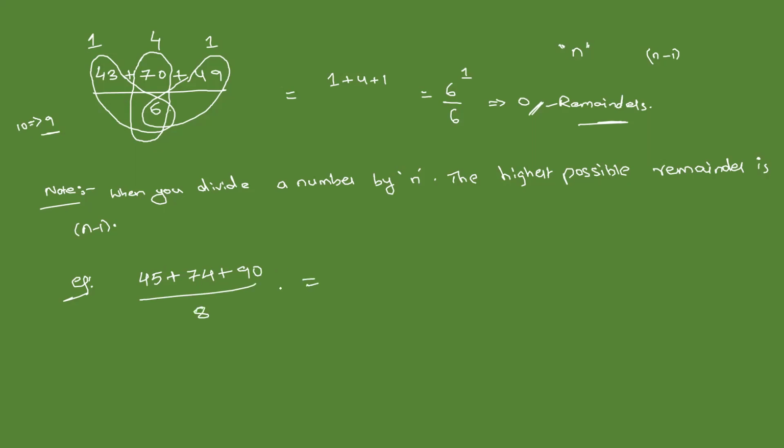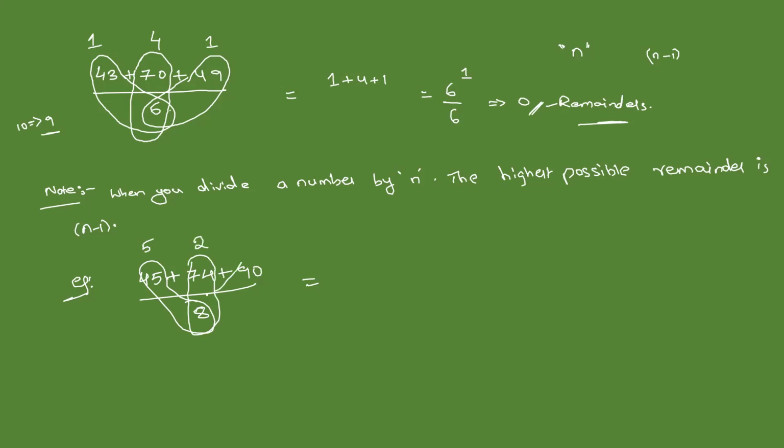What is the remainder? As I already told you, find their individual remainders. 45 by 8, what will be the remainder? 5. See here, students, for your better understanding, for the time being, I am taking all the positive remainders. If you want, you can take the negative one also. There is no problem. 74 by 8, what is the remainder I will get here?